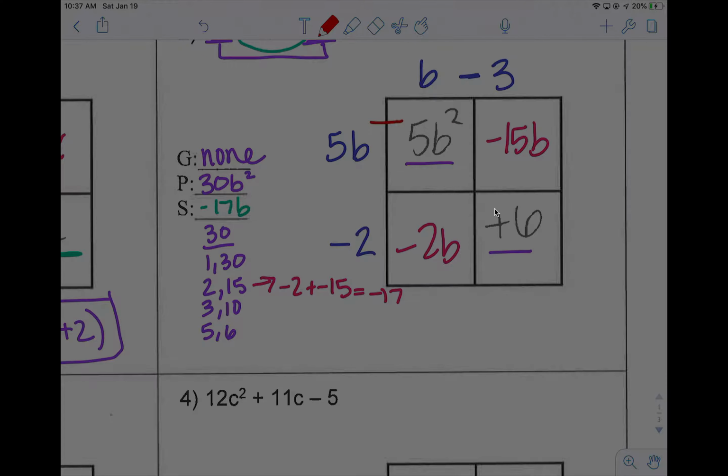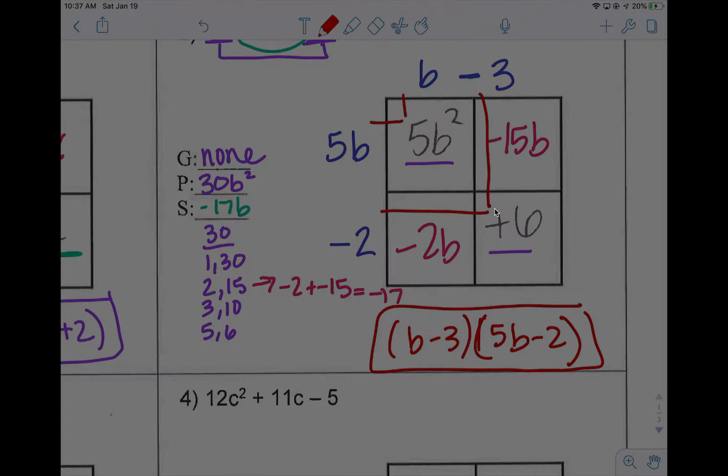So quick check, 5b and b is 5b squared. Negative 2 times negative 3 is positive 6. So those are my factors. And if I do the quick check, I will notice if any of my factors are off if I didn't find a GCF correctly.